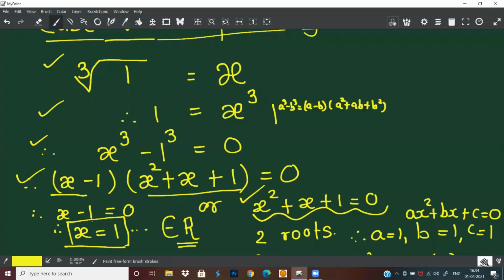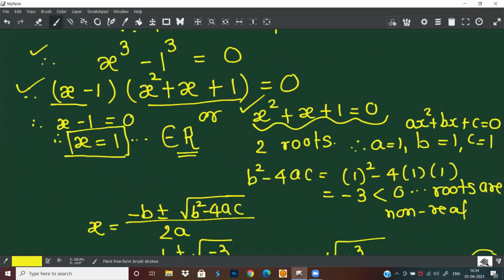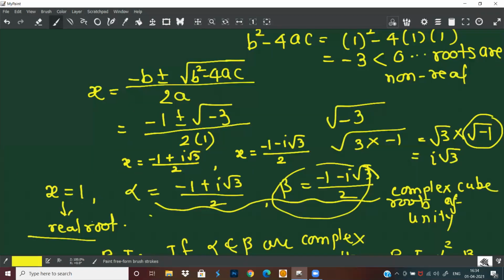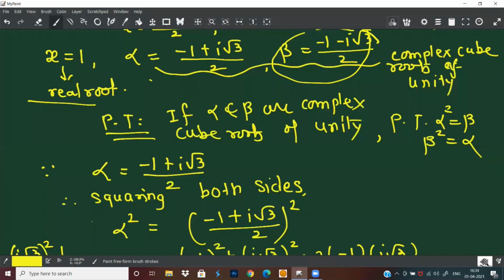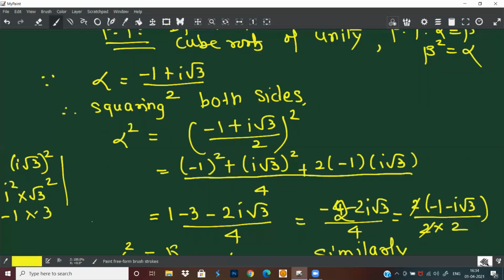Cube root of x is 1, x cube is 1, a cube minus b cube, 1 real root. Oh, you got it? Very good. Anybody else who wants? You're welcome. Alpha square is beta and beta square is alpha.